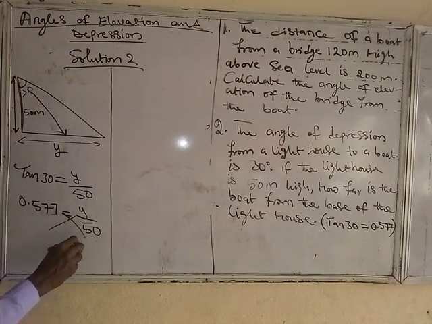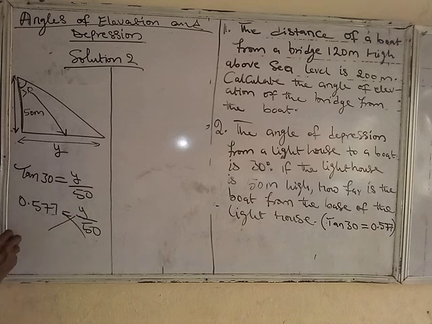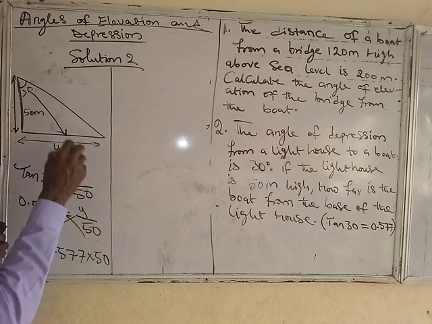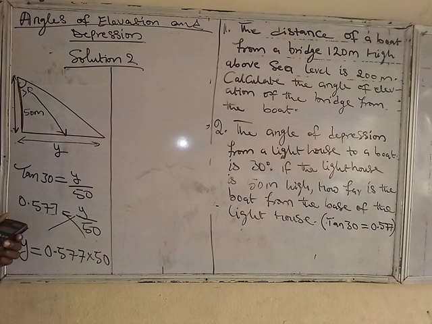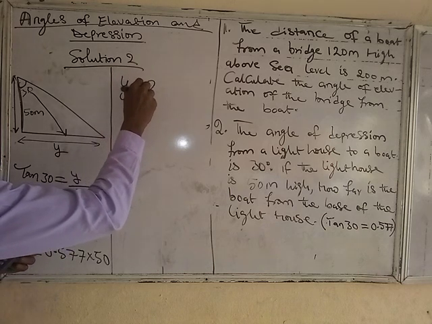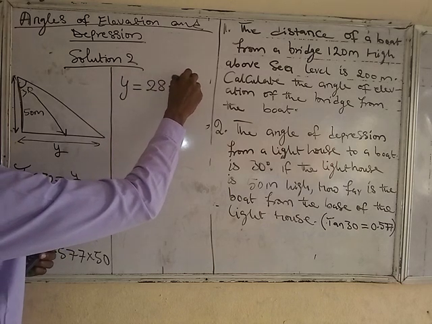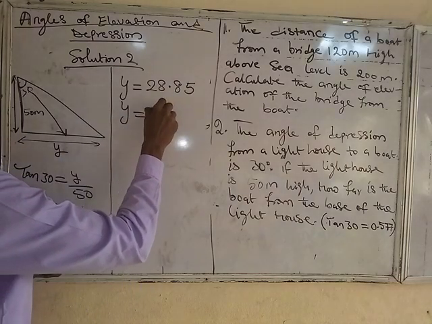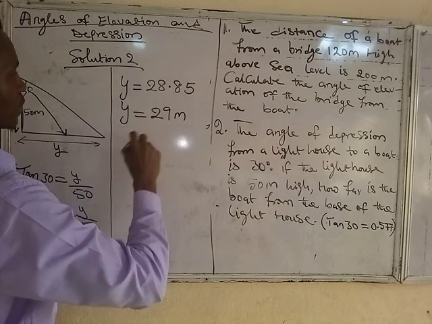So what we do now is to cross multiply, meaning y will be equal to 0.577 times 50. So if we multiply that, 0.577 times 50 is 28.85. So y is equal to 28.85. So approximately y should be equal to what? 29 meters.